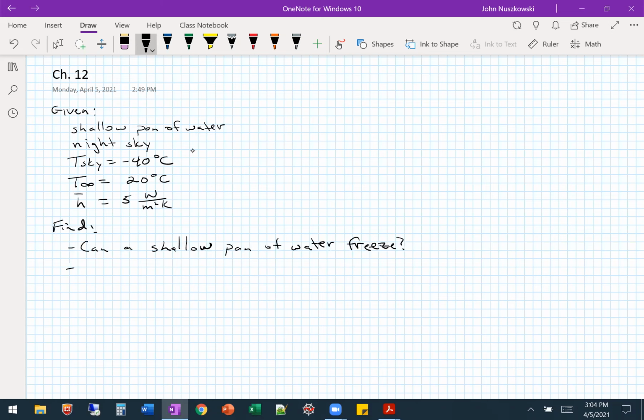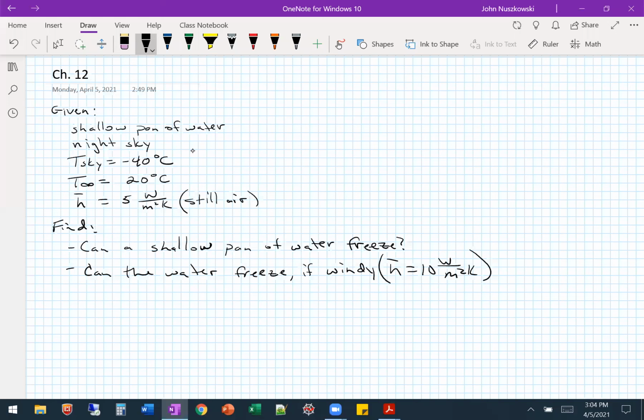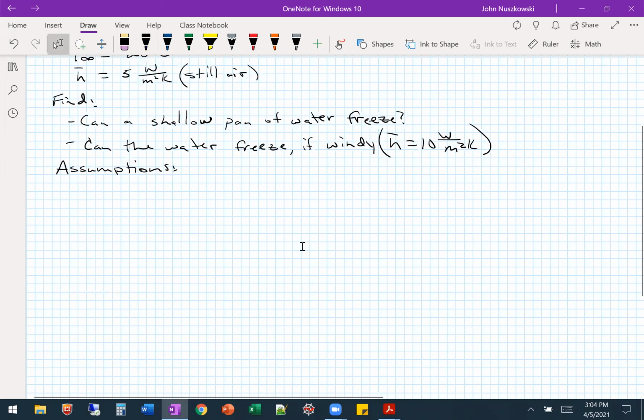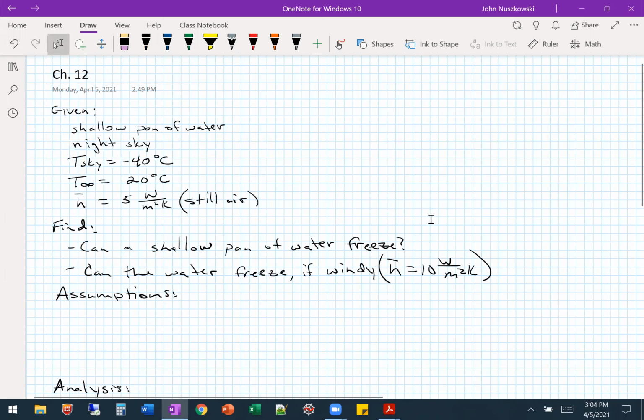And the second thing they asked is, can the water freeze if windy? And we have a new convection coefficient for windy conditions, 10 versus 5 for still air. Assumptions. Your analysis. Okay, let's do a schematic here.